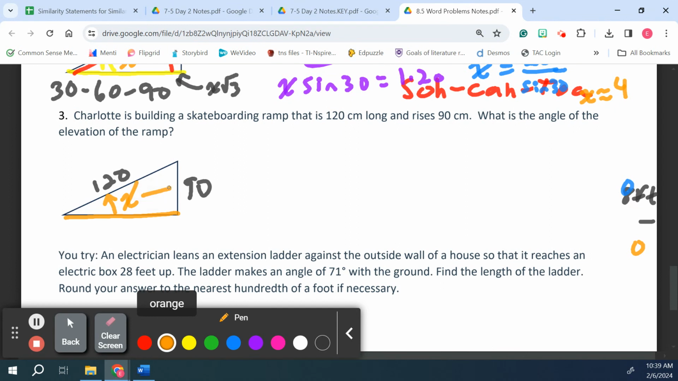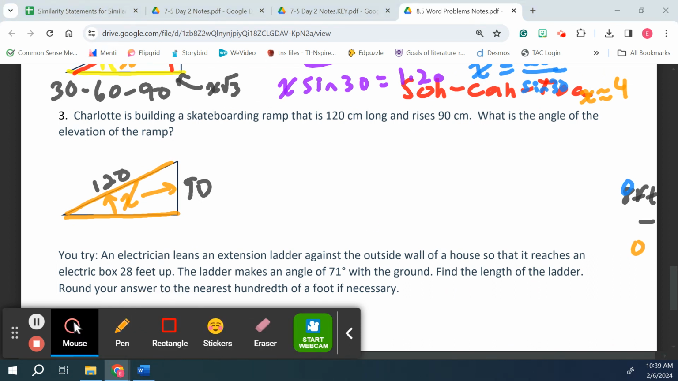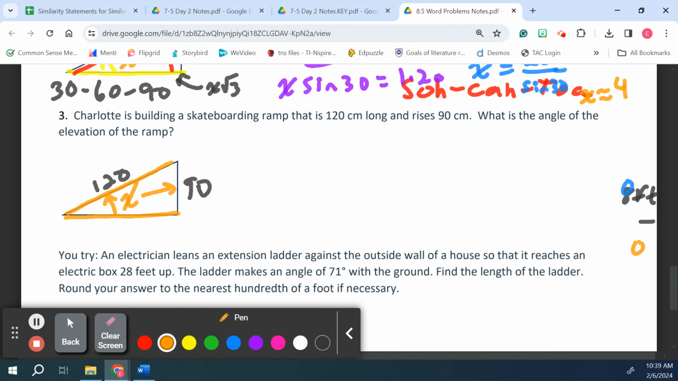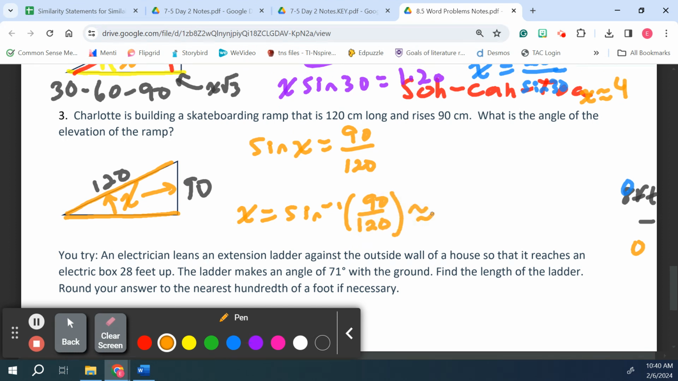So I have an opposite and I have a hypotenuse. What am I using here? Sine, cosine, or tangent? Layla G. Sine, very good. So this is going to be the sine of x is equal to 90 over 120. Now I need to use those inverses because I'm finding an angle. So this will be x equals the sine inverse of 90 over 120. Someone tell me, what is it approximately equal to? Again, round to the 10th.